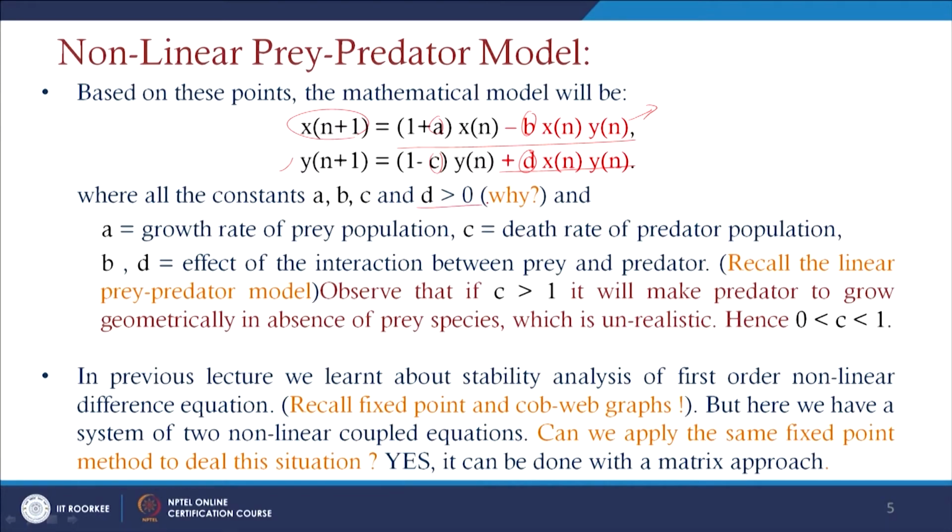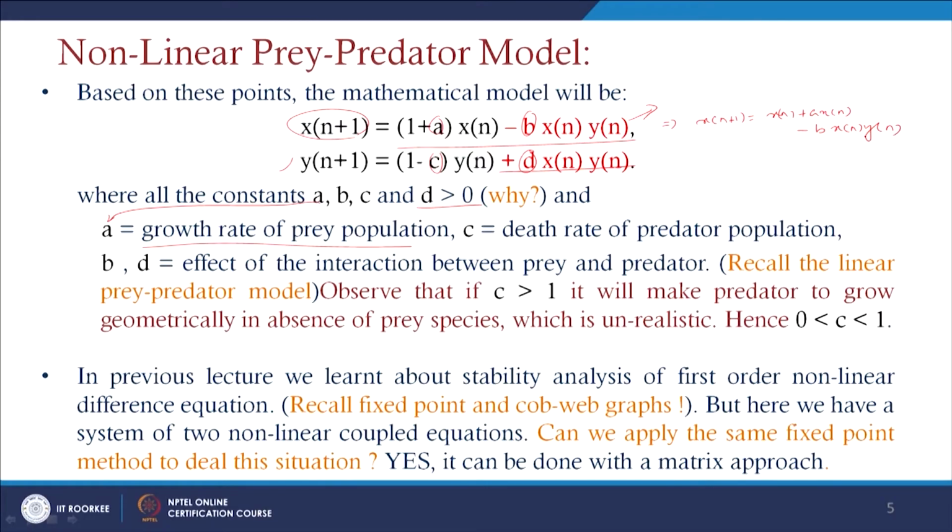The question arises why we consider all of them positive here. So, point by point, we will go through this discussion. First, the constant a represents the growth rate of the prey population. If you open up this model, you can find that x_{n+1} can be written as x_n plus a x_n minus b x_n y_n.